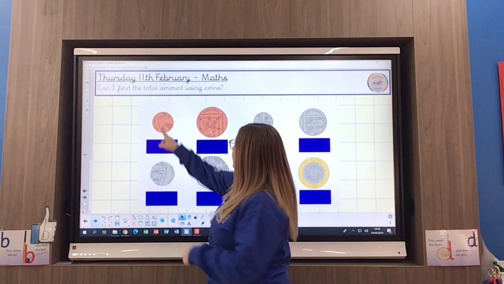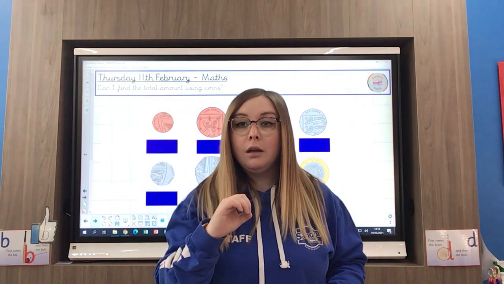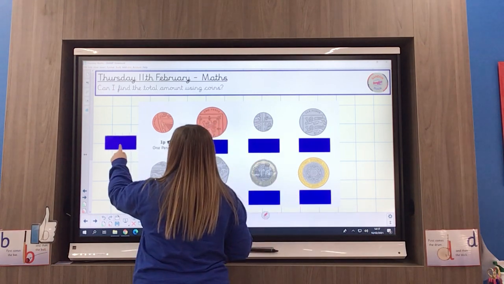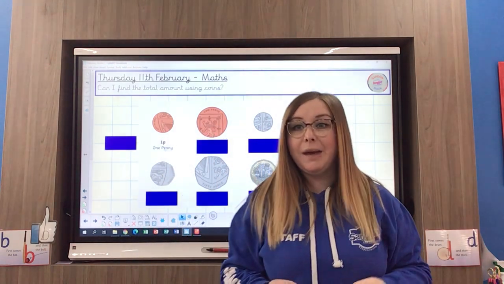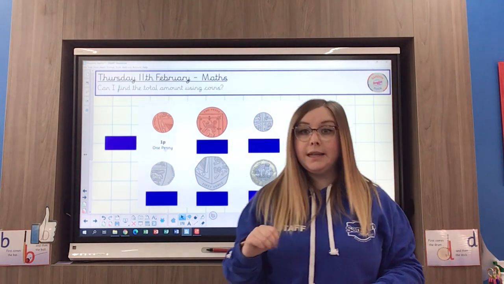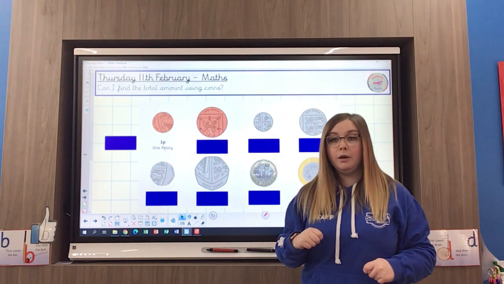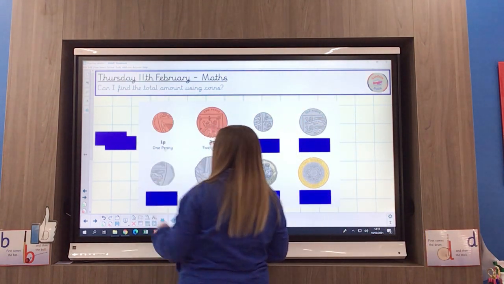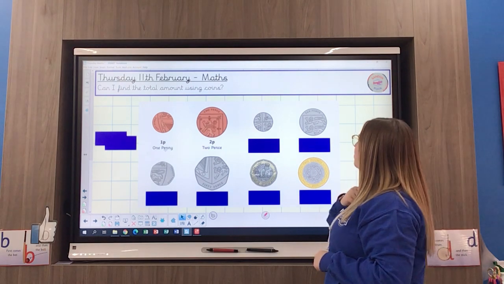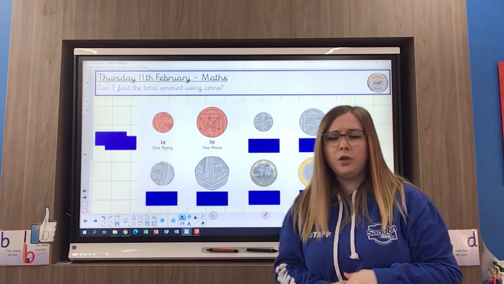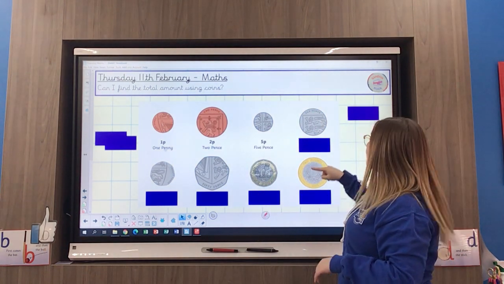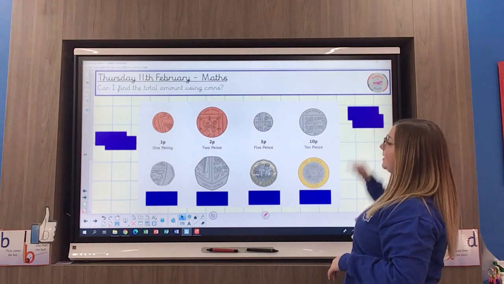So here, my first one, it's a little copper coin. What's that one worth? It's worth 1 penny or 1 pence. Well done if you knew that one. What about the next one? Same colour, but a little bit bigger. What do we think? Brilliant, 2 pence. Okay, so now we're on our silver coins and this is the smallest coin. What's that coin? What's it worth, Year 4? That one's worth 5 pence. And then next to it, slightly bigger, we've got 10 pence.